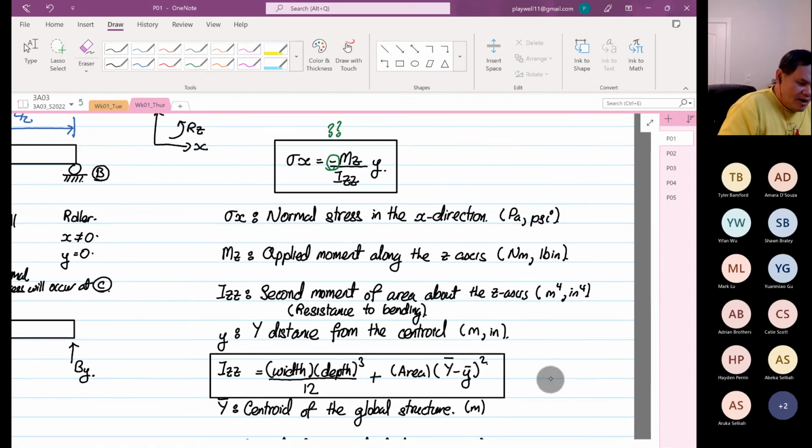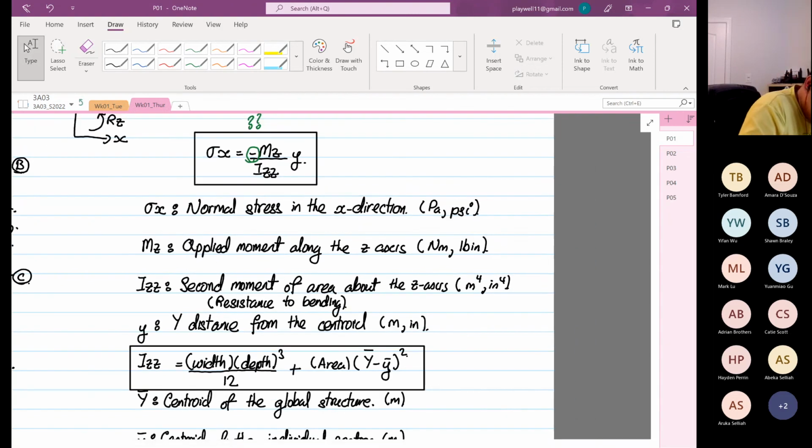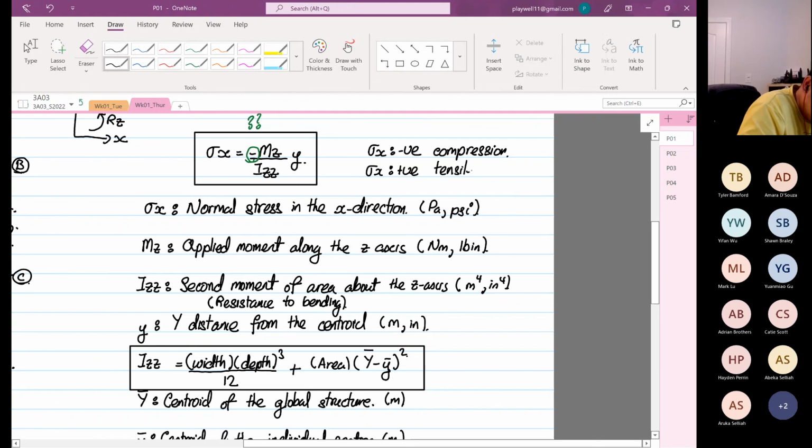So what I'd like to highlight is that when stress x is negative, it means it's under compression. And when stress x is positive, it's in tensile. Okay, let's get this out of the way first.